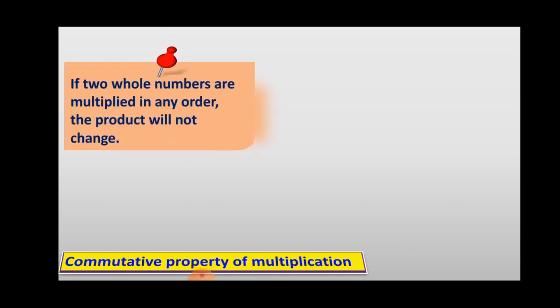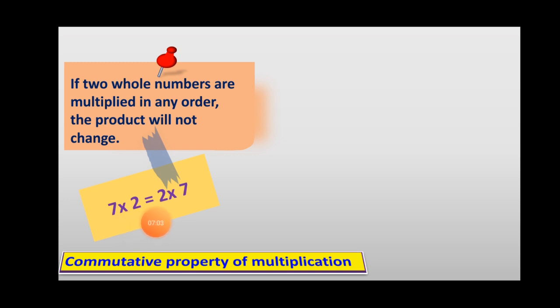Now let us understand the commutative property of multiplication. Children, here also you can see that on both sides we have taken the same two whole numbers, 7 and 2. On the left-hand side my first number was 7 and the second number was 2, and the product obtained on the left-hand side is 14.